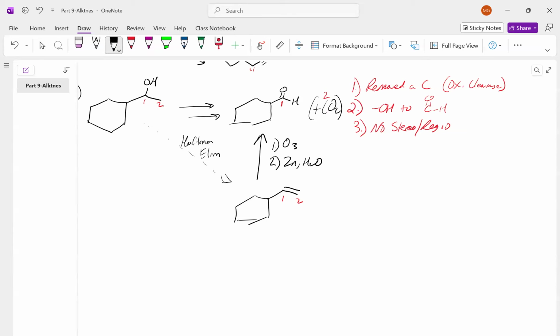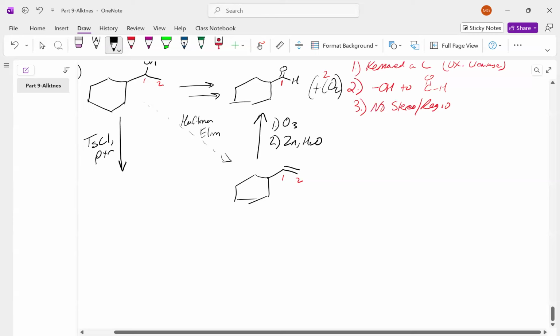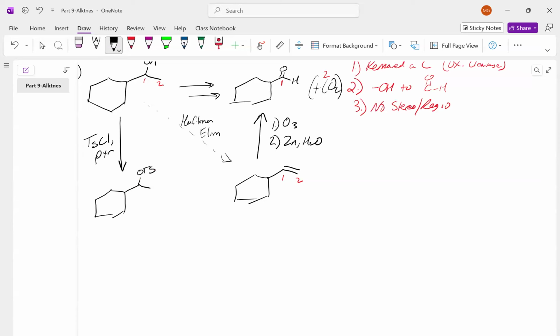Okay. Let's deal with OH being a poor leaving group because we're not going to eliminate it in a Hofmann style. So one common tactic is to make it a good leaving group with tosyl chloride in pyridine. That makes it an OTs group. Again, here's carbon 1 and 2. Now it's a good leaving group, so now I can do my Hofmann elimination. And what kind of base do I need for that? I need a strong, bulky base. So let's go with DBU.